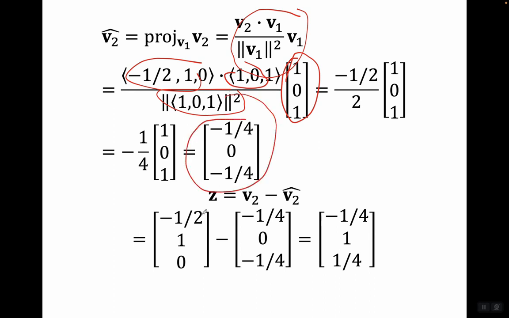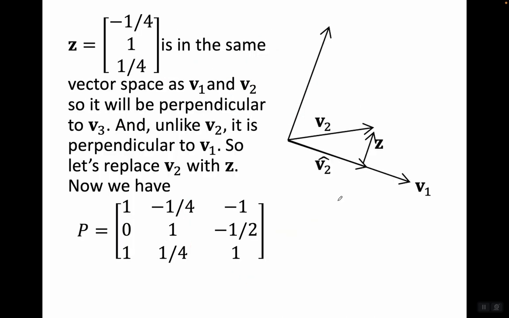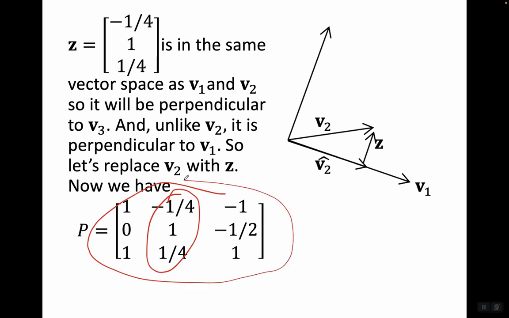So our vector z is going to be V2 minus V2 hat. And that'll be (negative 1/4, 1, 1/4). So z equals (negative 1/4, 1, 1/4) is in the same vector space as V1, V2. So it will be perpendicular to V3. Okay, now we're rolling. And unlike V2, the inferior vector, it is perpendicular to V1. So let's replace V2 with z. So this vector in the middle, that's no longer V2. That's our vector z. So this is the matrix P we wanted.